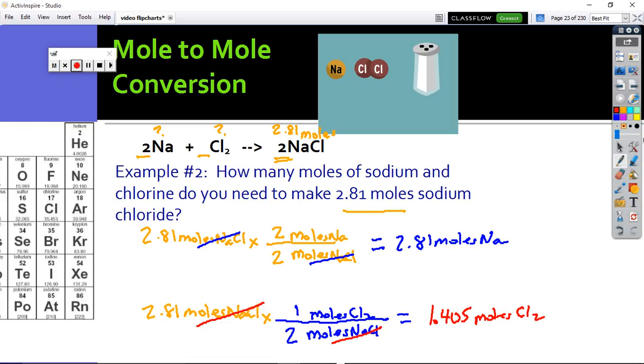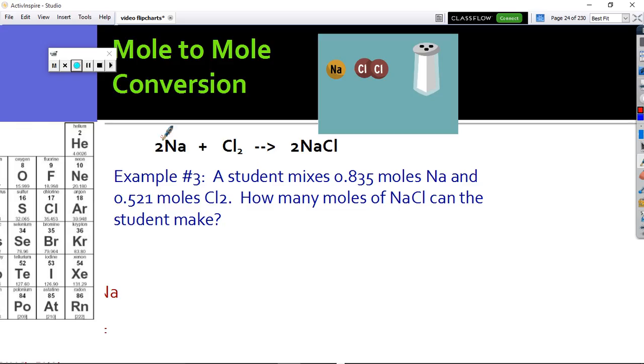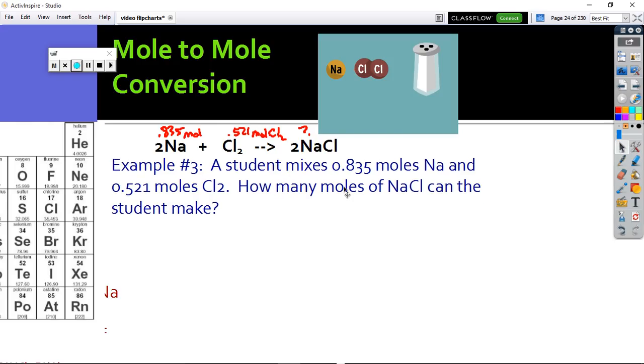Which brings us to our third problem. A student mixes 0.835 moles of sodium and 0.521 moles of chlorine, and wants to know how much sodium chloride can they make. Well, similar to the last one, I have two givens. So I'm going to have two factor label methods. On the first one, let's do the sodium to sodium chloride.